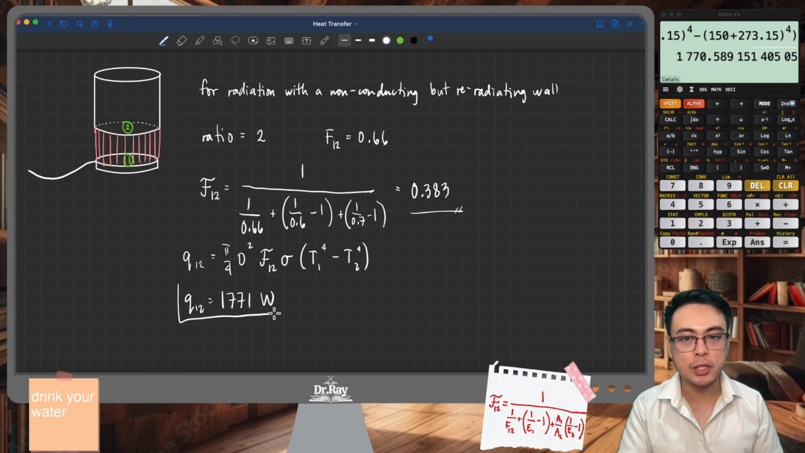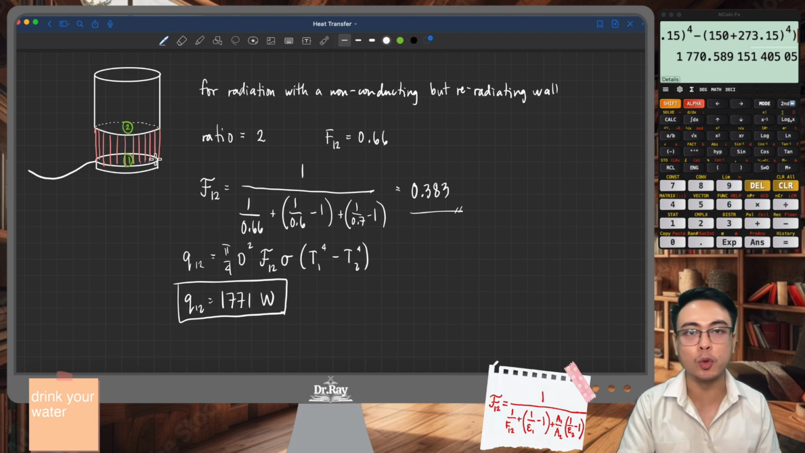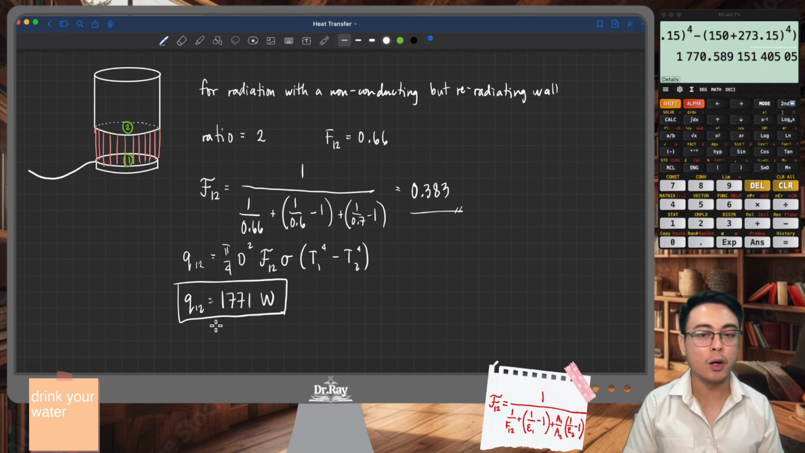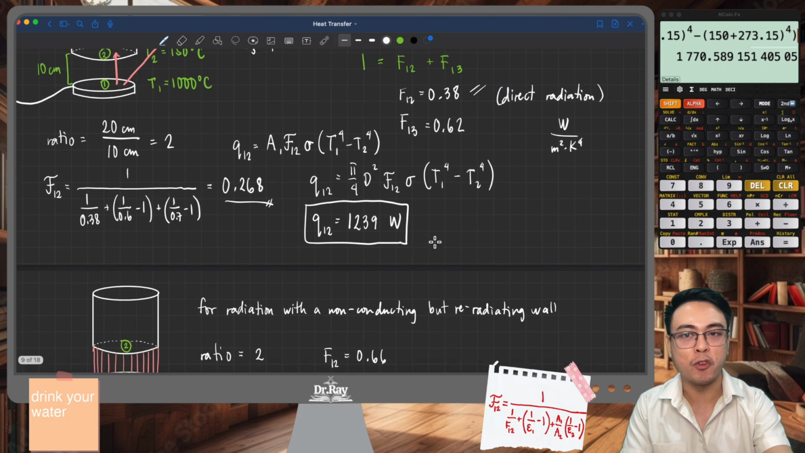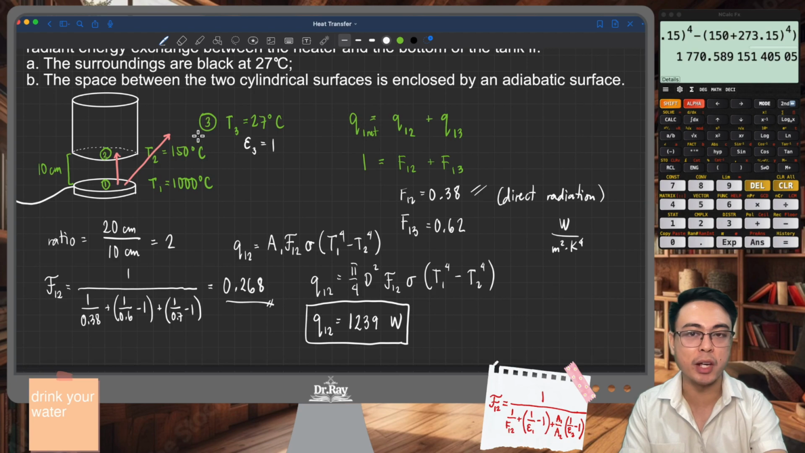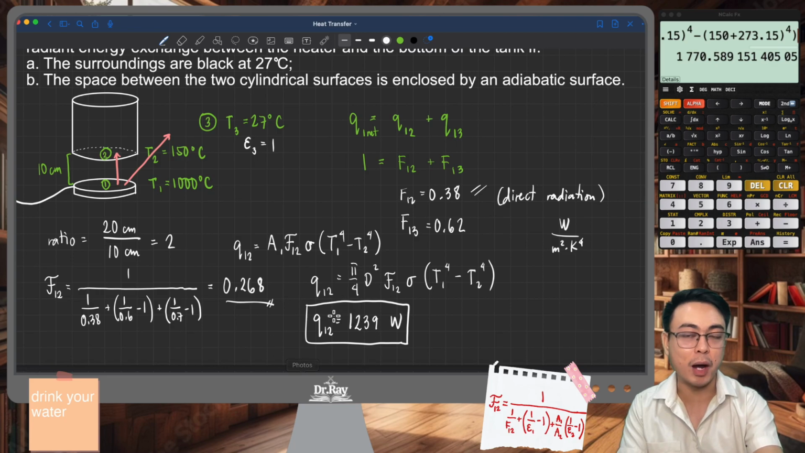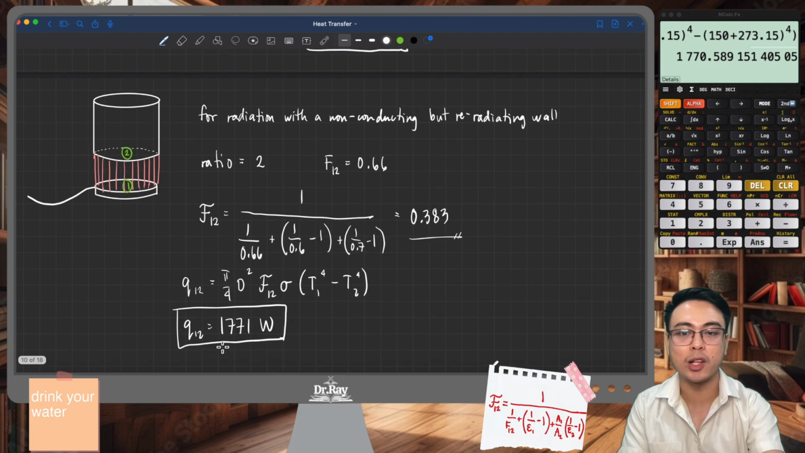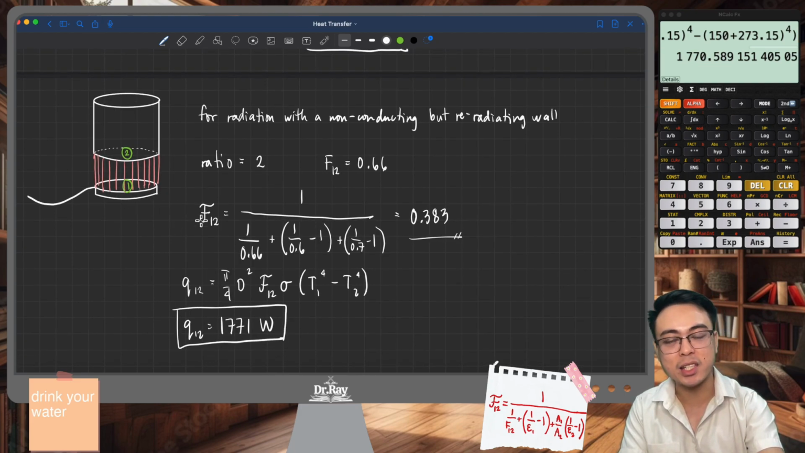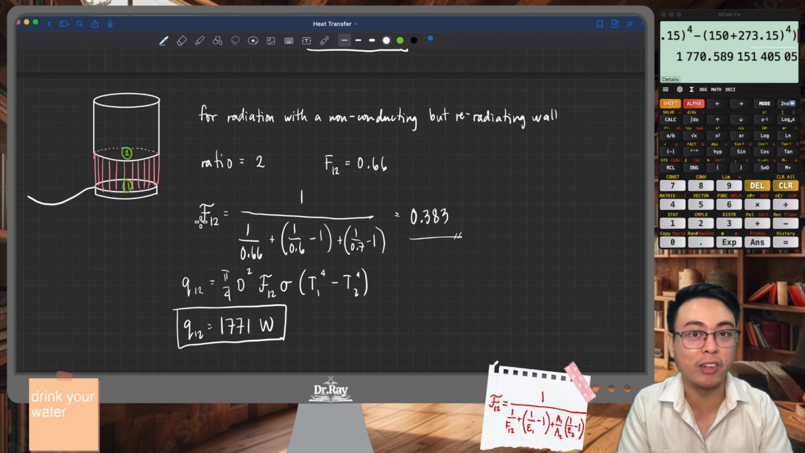As we predicted, since we are now placing a non-conducting but re-radiating wall to mitigate some of the lost radiant energy escaping the system, we are able to increase the rate of radiative heat exchange between surfaces 1 and 2. As a comparison, for the one without walls, with some portion of the energy being lost to the surroundings, this is the rate of heat transfer between the two plates, and we are able to increase that to 1,771 watts by placing that non-conducting but re-radiating wall.